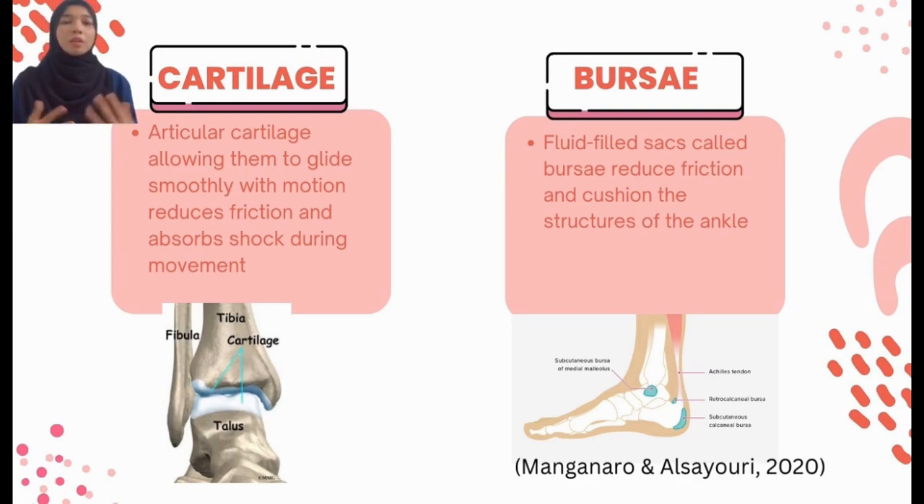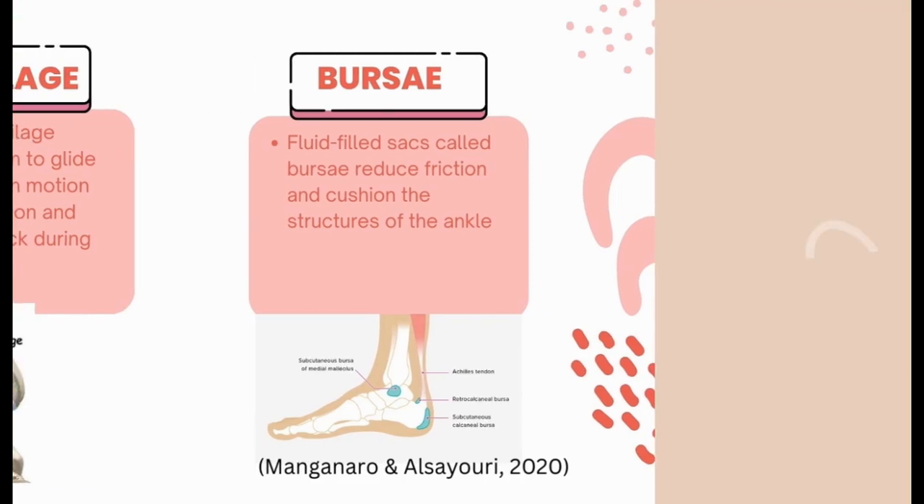Another type of anatomical structure is the bursa. A bursa is a fluid-filled sac that reduces friction and cushions the structures of the ankle. For example, the retrocalcaneal bursa reduces the friction between the Achilles tendon and the calcaneus.